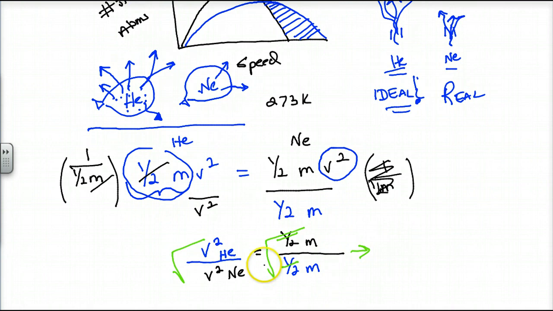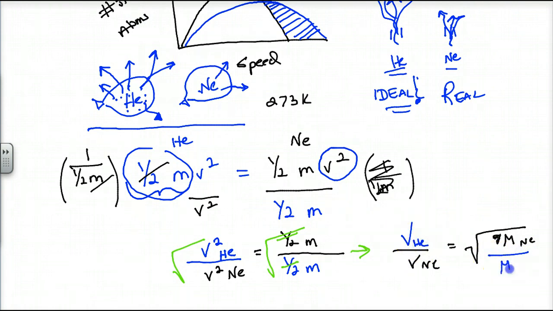This is going to give me, okay, the square is going to go away, so I have the velocity of neon, square root, oh no, 1/2 m, this is of neon, and I have the velocity of helium. This is the molecular mass of helium. And this is Graham's law. Okay? Let's get rid of that.